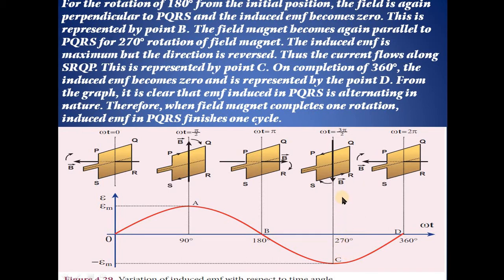On completion of 360 degree, the induced EMF becomes zero and is represented by the point D. From the graph, it is clear that the EMF induced in PQRS is alternating in nature. Therefore, when the field magnet completes one rotation, the induced EMF in PQRS finishes one cycle.